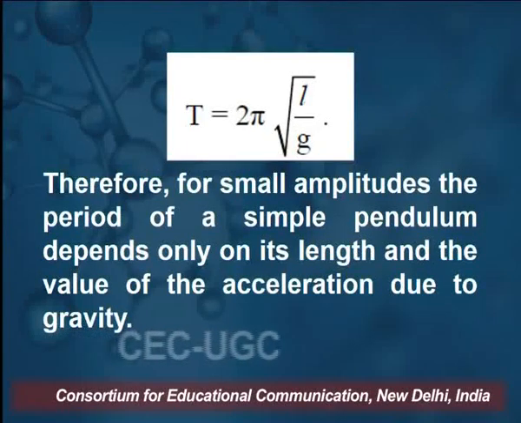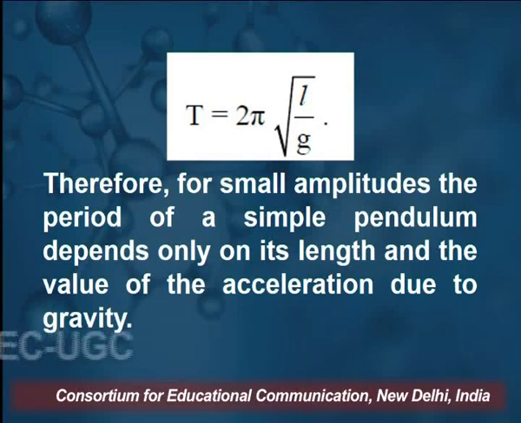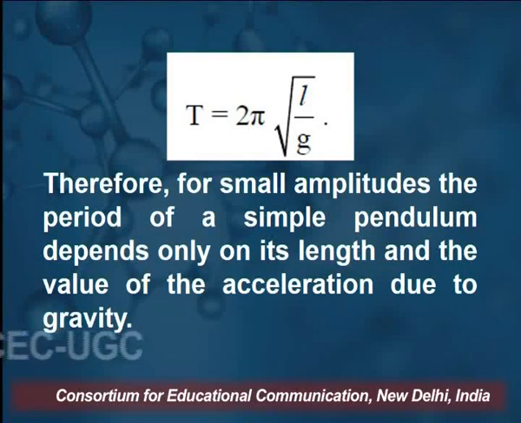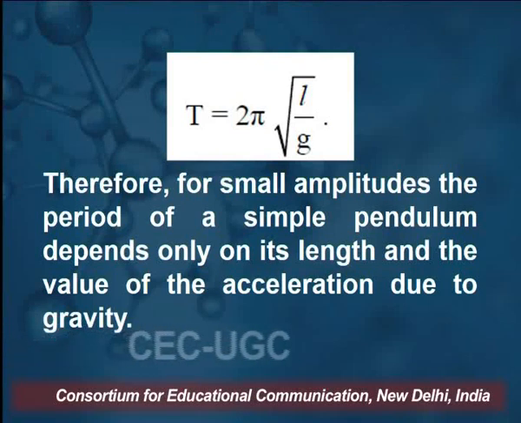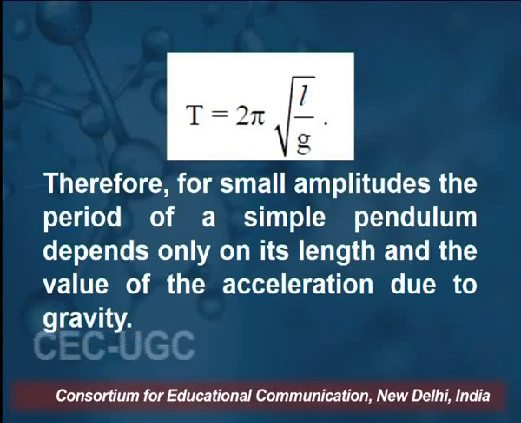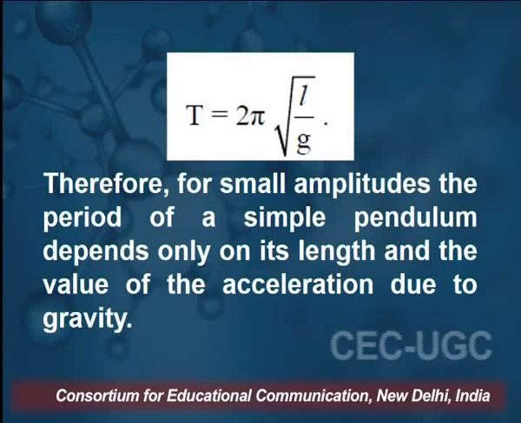Now as we change it, we have T equal to 2 pi root of L by g. Therefore, for a small amplitude, the period of a simple pendulum depends upon the length and the value of acceleration due to gravity. It means the time period will depend upon L and g. L is the length of the pendulum and g is the acceleration due to gravity, which we can find out.